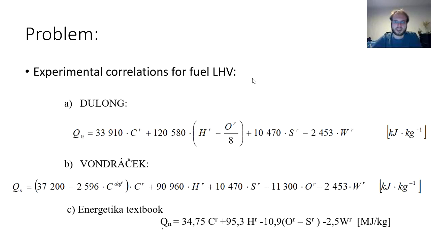The second task in our problem was to get the lower heating value of our fuel for which we know the composition. We can do that by using an experimental correlation for the lower heating value, where in this tutorial I will show 3 of them. As you can see, A is from Dulong, B from the Czech author Vondracek, and C from another Czech textbook.